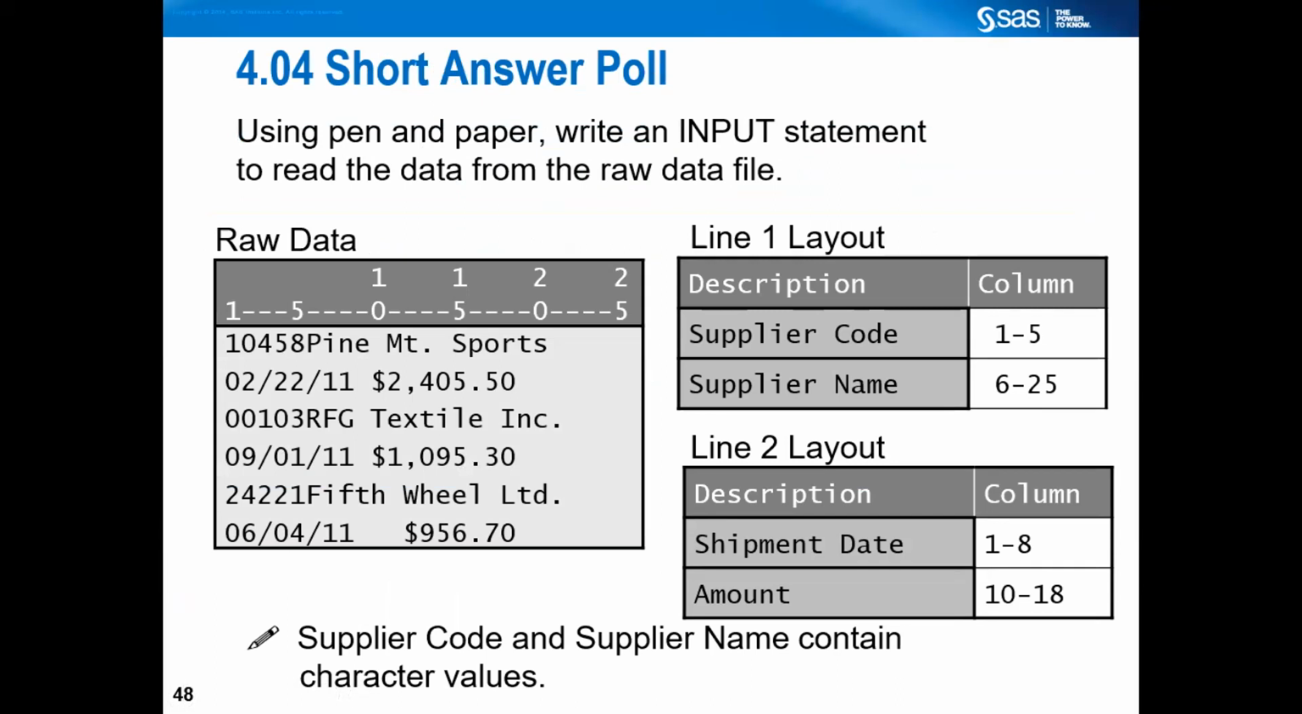They are telling us to write an input statement to read the data from the raw file below. This is your raw file and this is the layout. Column 1 to 5 should be supply code. This is line 1, where from here to here it's supply code, whereas from column 6 to column 25 you can take this as supplier name. Line 2 is described as shipping date, and amount is from column 10 to 18. So how will you give this input instruction?